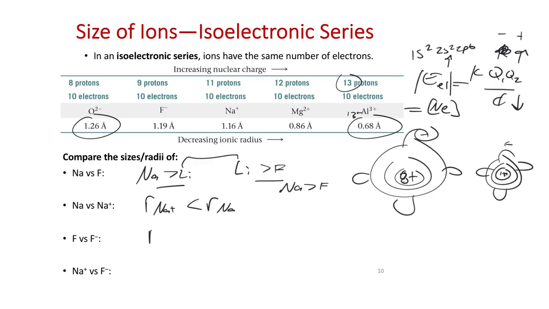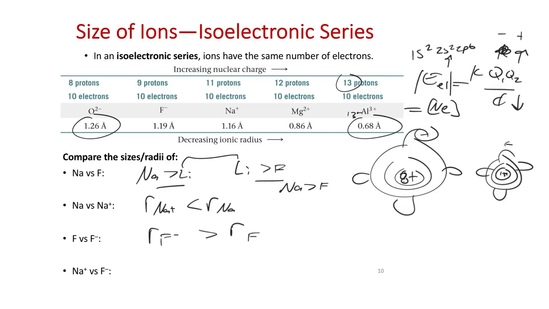We know the radius of F minus is larger than the radius of F. So adding electrons increases the size. Now, this is the really interesting thing: when we come down to comparing sodium plus versus F minus, even though sodium is actually a lot bigger, if we flip back, the video screws up if I go backwards, but if you look on the slide before, sodium's a lot bigger than fluorine.